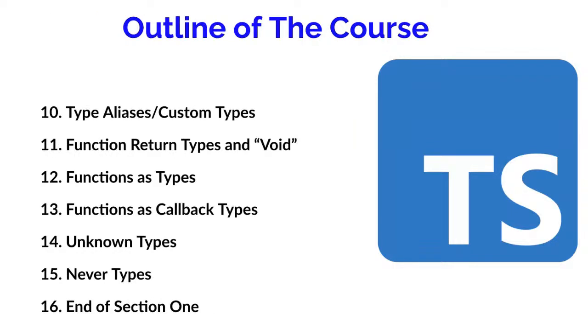Section 2, we're going to go a little bit deeper and get a little more technical, and we're going to talk about custom types, return types, and void types. Then we're going to talk about functions as types, functions as callback types, unknown types, and never types. And then in the 16th video, we will end that section, and then we will move on to something a little more fun.